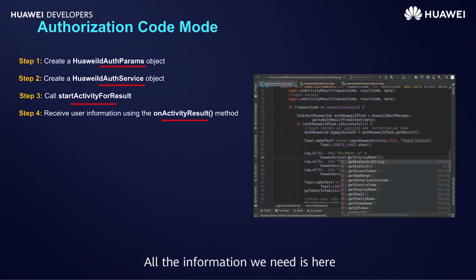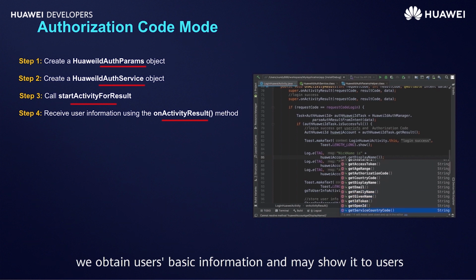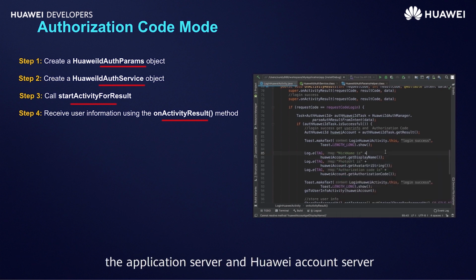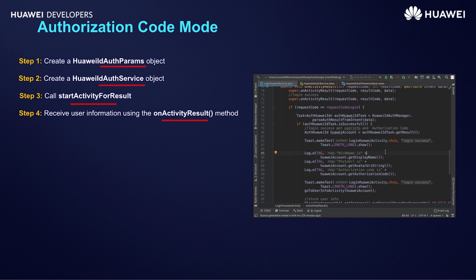All the information we need is here, such as get authorization code, display name, get avatar URI string, open ID, and so on. By doing this, we obtain users' basic information and may show it to users. The subsequent step is the interaction between the application server and a Huawei account server. Detailed use is shown in the official website of Huawei Developers Alliance.